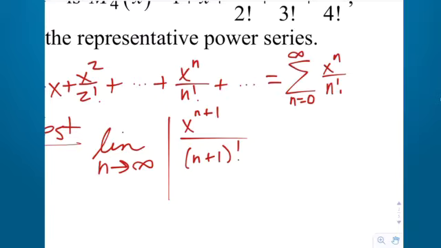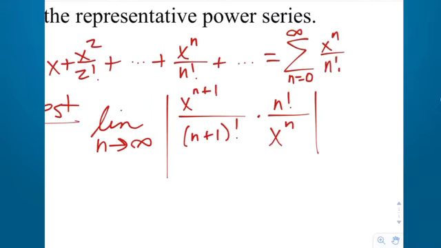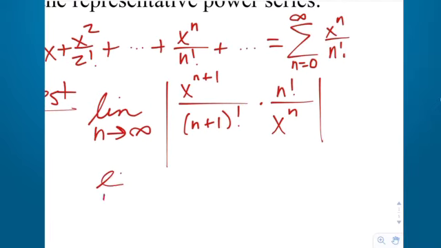And now instead of dividing by the nth term, we could do what? Simply multiply by the reciprocal of the nth term, which would be n factorial over x to the n. All right, so the n plus first term times the reciprocal of the nth term. And then it's just a matter of doing everything we did previously to get down to something that simplifies.